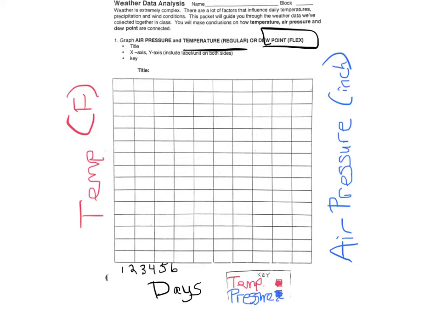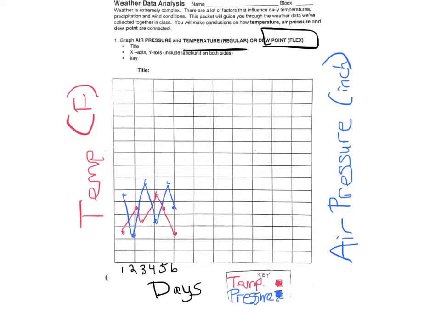So I actually have two different vertical units going on at the same time, and we're going to graph them on the same graph. When I do temperature, I'm going to go to my days, and I'm going to make a dot for each day's temperature as I go through. It might look something like this. And then I'll connect my dots. And then I'll go through and graph the pressure data for each day as I go through. And that might look something like this.